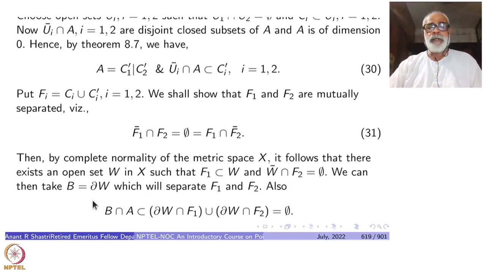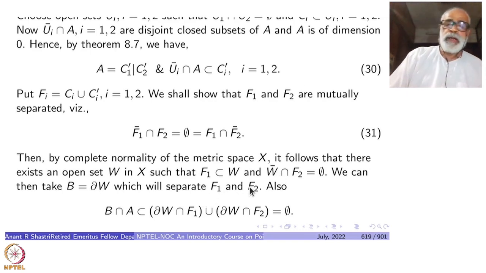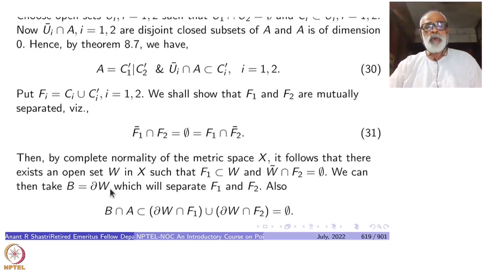You can then take B as the boundary of W; automatically the boundary of W is closed. So this B is a closed subset which will separate F1 and F2. Because F1 will be contained inside W and doesn't intersect B, and F2 doesn't intersect B because it doesn't intersect W bar at all. So F1 and F2 are inside that one. If you take W union the complement of W bar, that will be precisely equal to the whole X minus the boundary of W, namely X minus B.